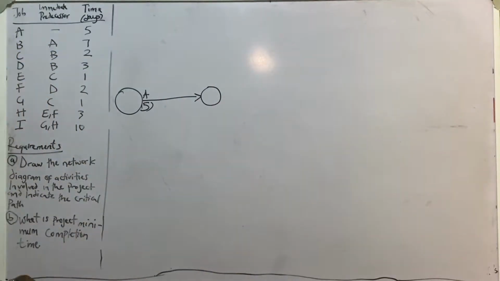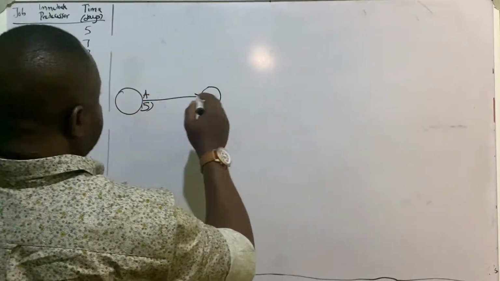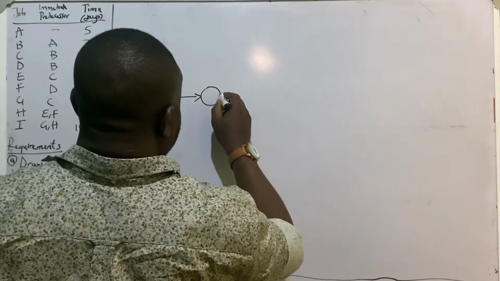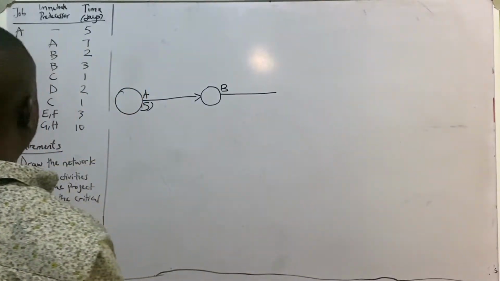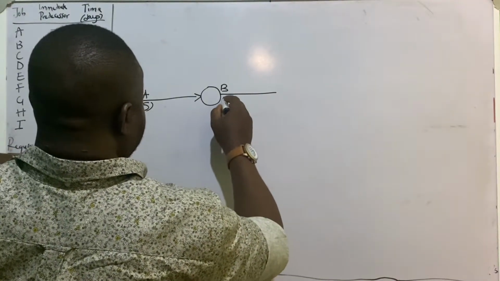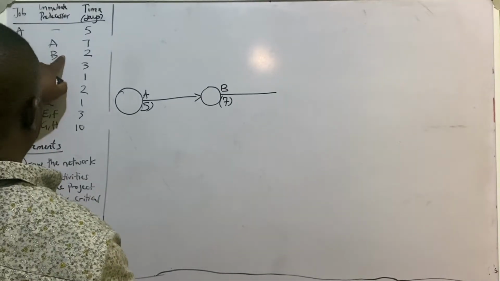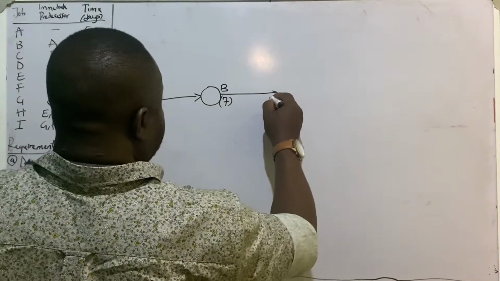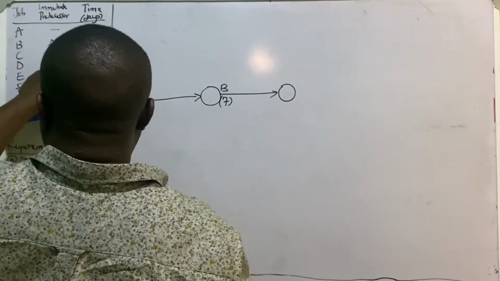This signifies the end of activity A, and B will take off. So have B, and the time for completion of activity B is 7. Then activity C comes after B. Activity C comes after B.